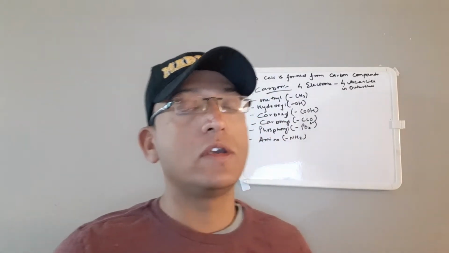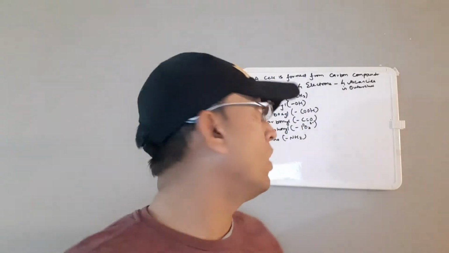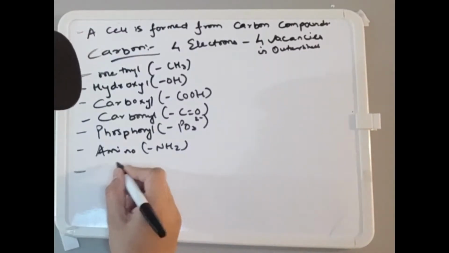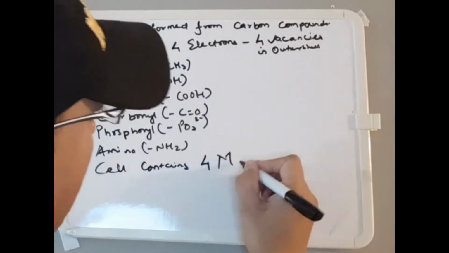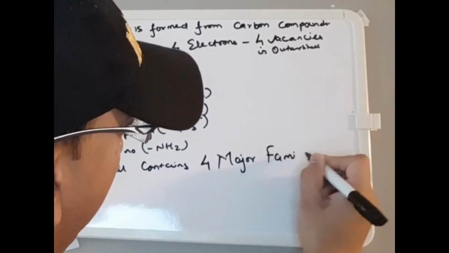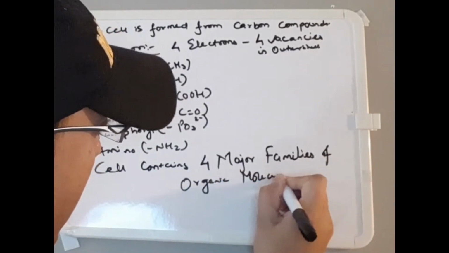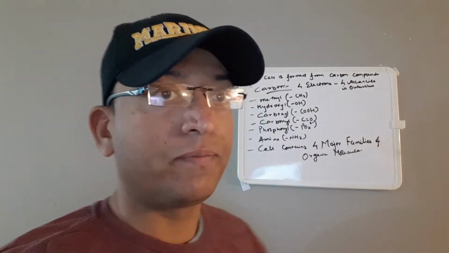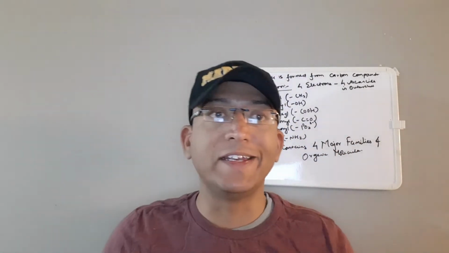The cell contains 4 major families of small organic molecules. We see that the cell has organic molecules, but what kind of organic molecules? There are different kinds, but there are mostly 4 major families of small organic molecules. Write it down. So the cell contains 4 organic molecule families. We'll study all four major families in detail.